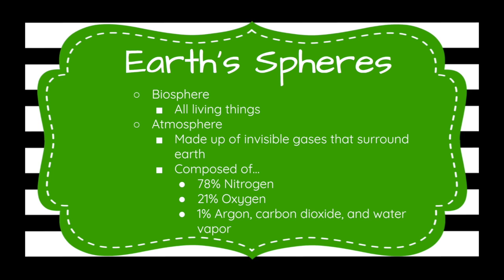The biosphere is very easy to understand. It's all the living things. Don't forget about even the small living things such as bacteria and algae. If it's living, it's considered part of the biosphere. Atmosphere is made up of invisible gases that surround Earth. It's composed of 78% nitrogen, 21% oxygen, and 1% argon, carbon dioxide, and water vapor.